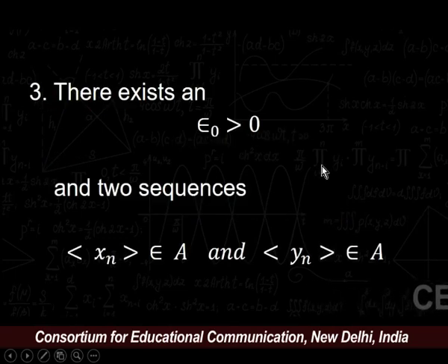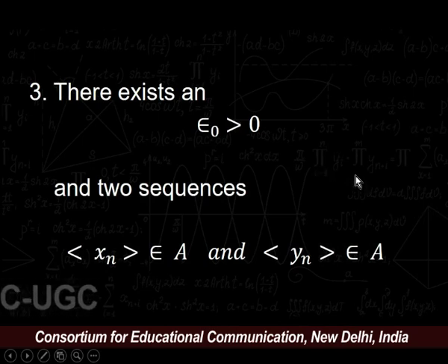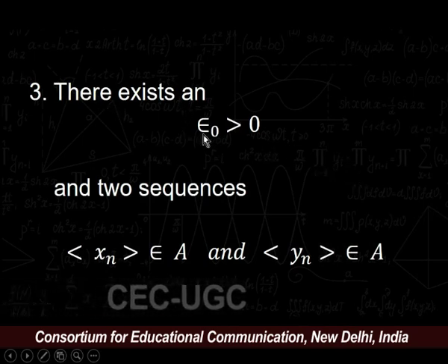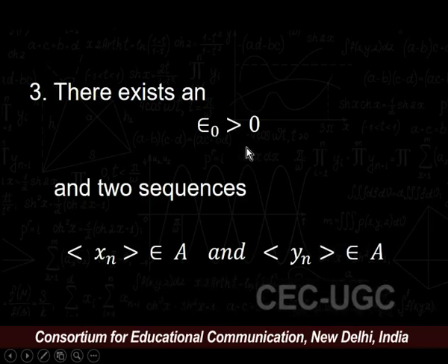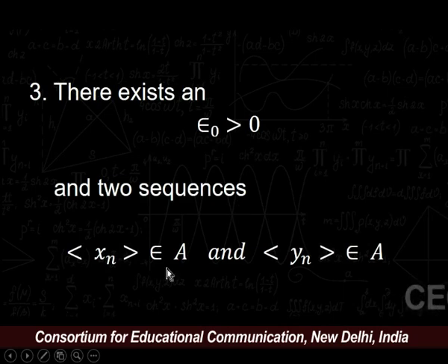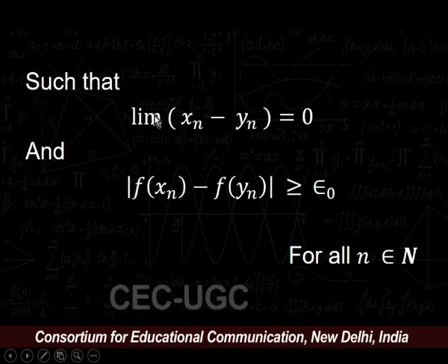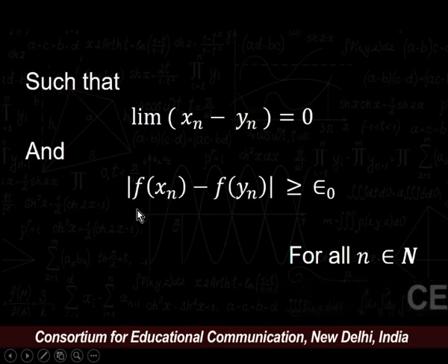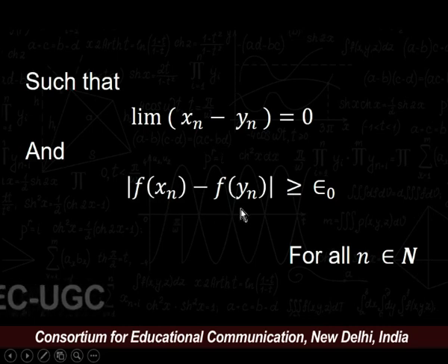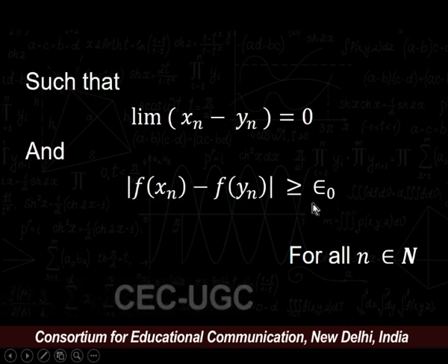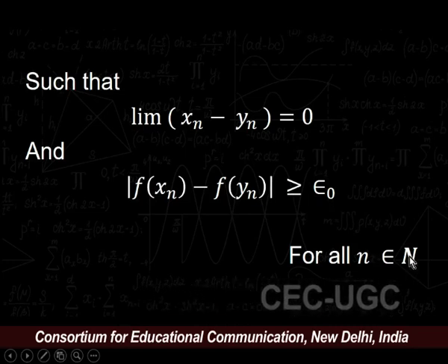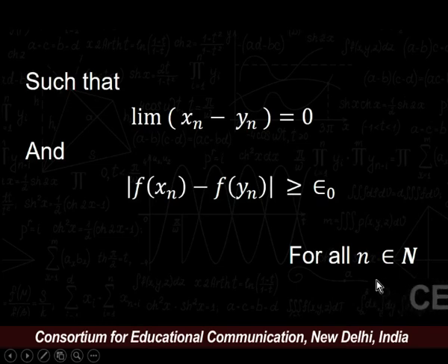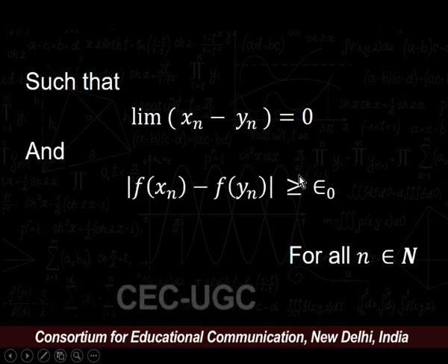The third statement, which is also equivalent to the above two statements, is: there exists an epsilon naught greater than 0 and two sequences, say x_n belongs to A and y_n belongs to A, such that limit of x_n minus y_n is equal to 0 and modulus of f(x_n) minus f(y_n) is greater than or equal to epsilon naught for all n belonging to the natural numbers. So, if a function f is non-uniformly continuous, then we can apply any of these three statements.